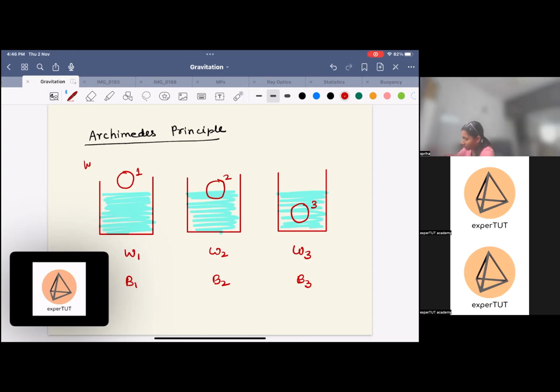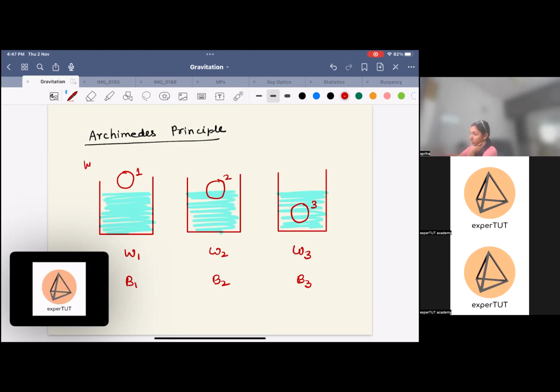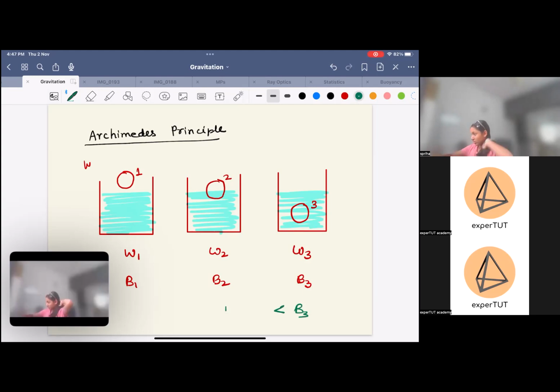The answer will be B3, B2, B1 because it's in the decreasing order. One second. Tell me with greater than or less than signs. B3 is greater than B2 and B2 is greater than B1. That is correct. Why so?